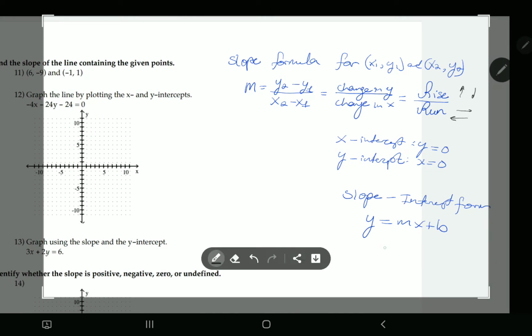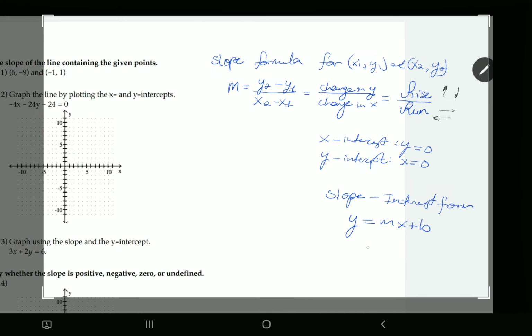Then we have some definitions to find the x-intercepts and y-intercepts. To find the x-intercept, set y equal to 0, solve for x. To find the y-intercept, set x equal to 0, solve for y. Then we have slope-intercept form: y equals mx plus b, and we use that form to graph our line.